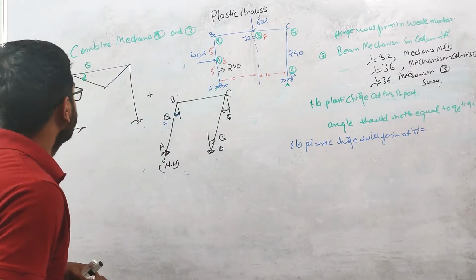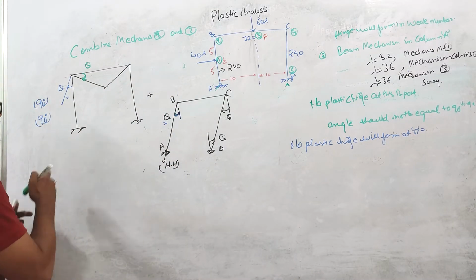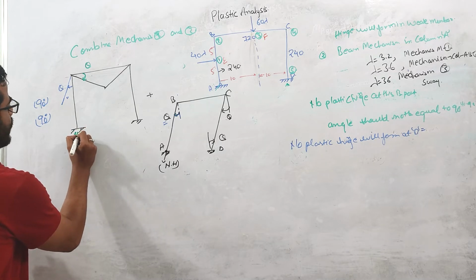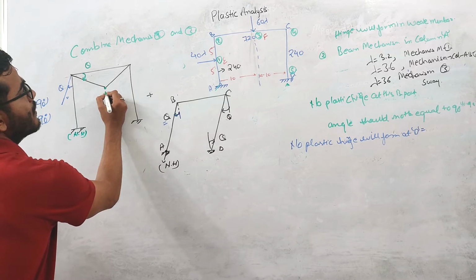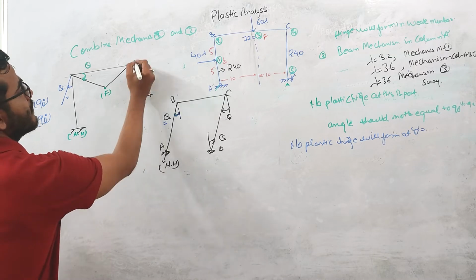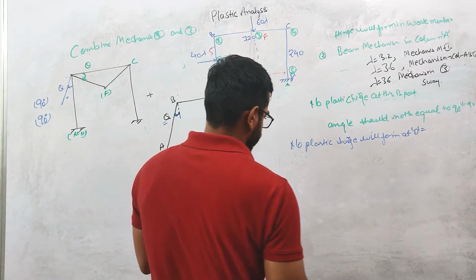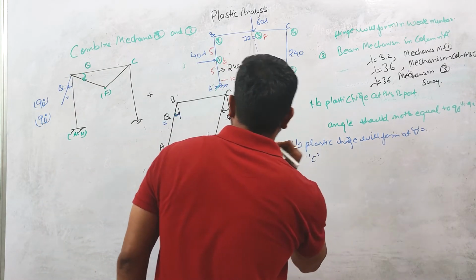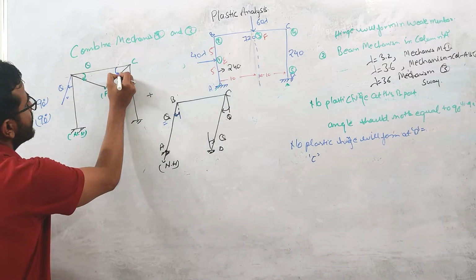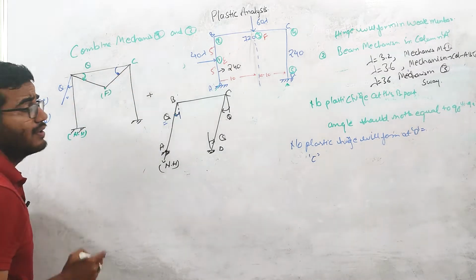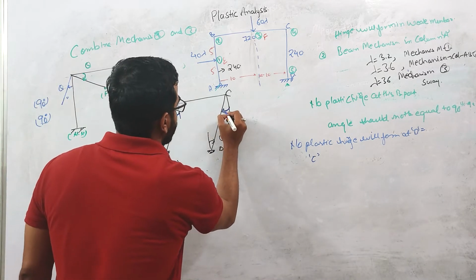Now, what about C? This is the point of natural hinge. We all know that. What about F, and this is C? Let us discuss this C point. At C point, you can see that this rotation is in which direction? Anti-clockwise. This rotation is in clockwise direction.